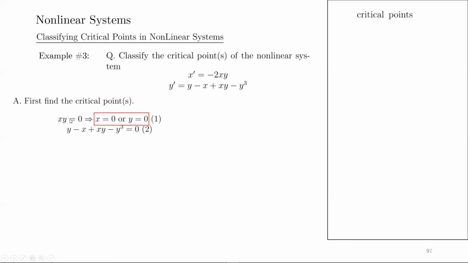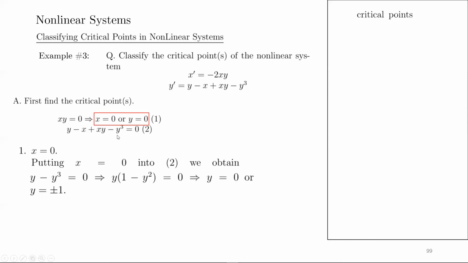Okay, well, if x equals 0, we can put x equals 0 into the second equation here, and then we would have y minus y cubed equals 0. And so y minus y cubed equals 0 is going to have 3 solutions. Obviously, y equals 0 satisfies that equation, or y equals plus or minus 1 will satisfy that equation. So we get 3 critical points, which I'll put up in the top corner there.